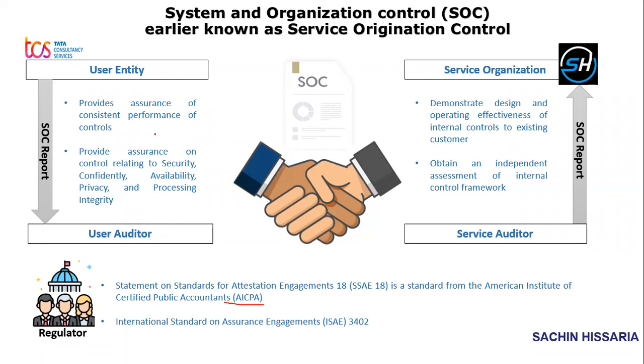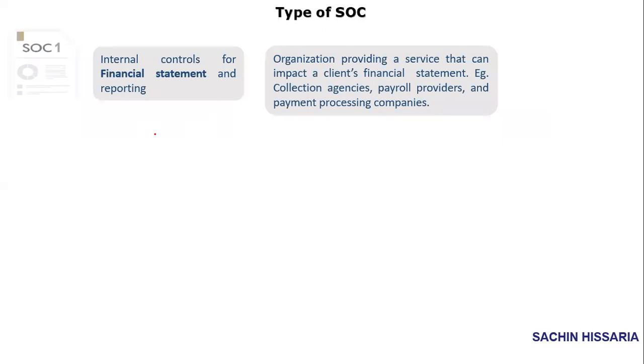Now we will be discussing the different types of SOC. There is SOC 1. What is the use of SOC 1? The SOC 1 report is used for internal control over financial statements and reporting. If any organization provides services which can impact the client's financial statements, then they conduct a SOC 1 audit.